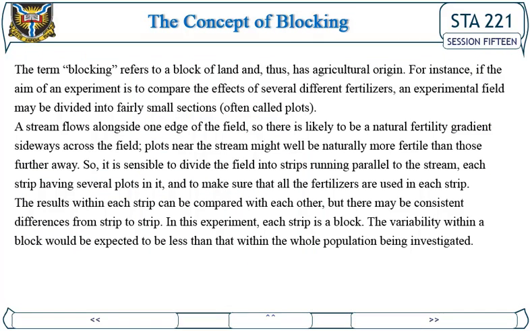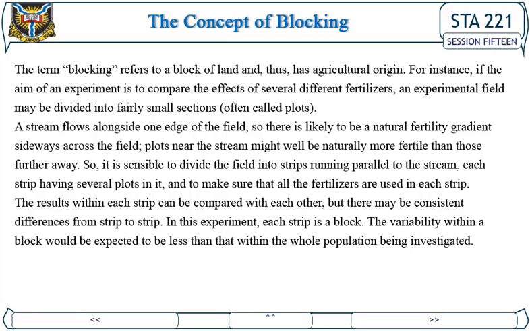The concept of blocking. The term blocking refers to a block of land and thus has agricultural origin. For instance, if the aim of an experiment is to compare the effect of several different fertilizers, an experimental field may be divided into fairly small sections, often called plots. A stream flows alongside one edge of the field, so there is likely to be a natural fertility gradient sideways across the field. Plots near the stream might well be naturally more fertile than those further away.